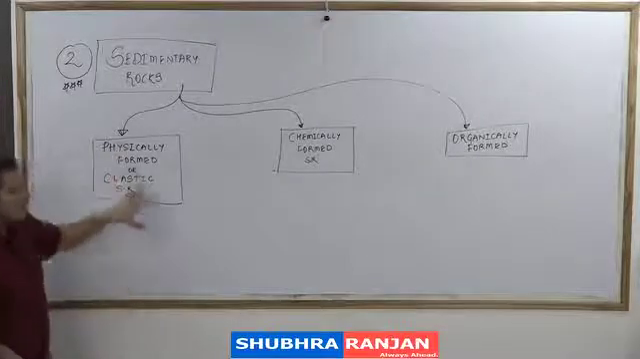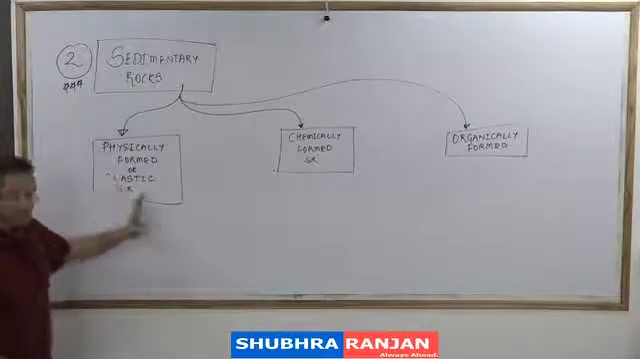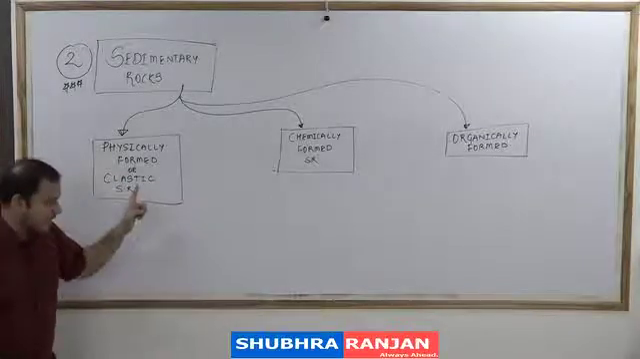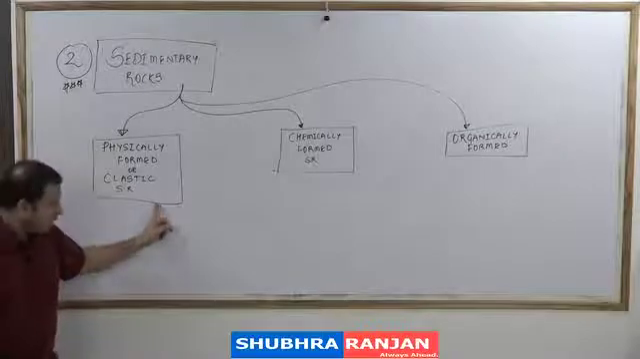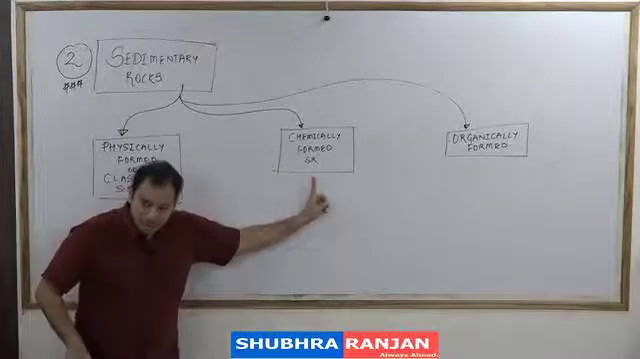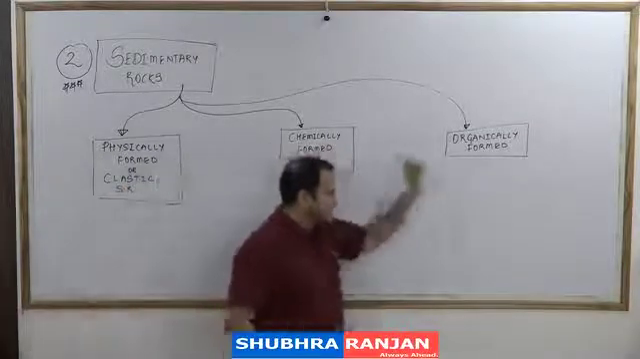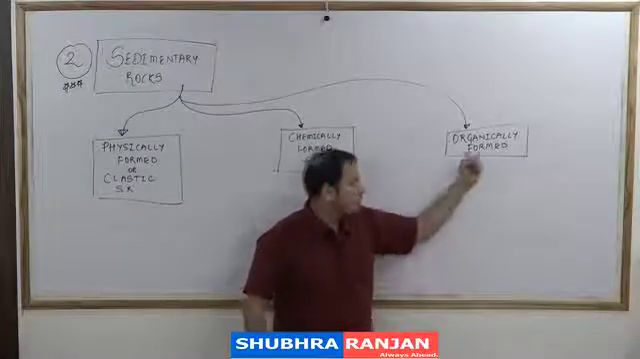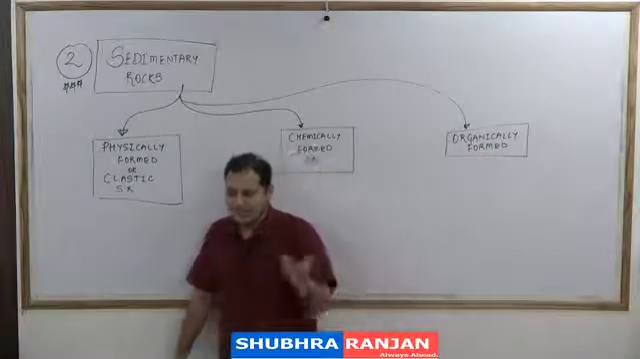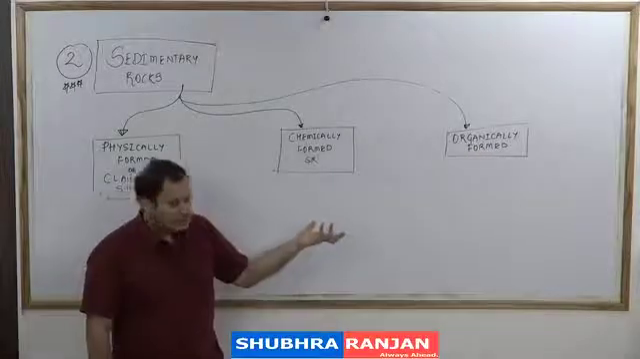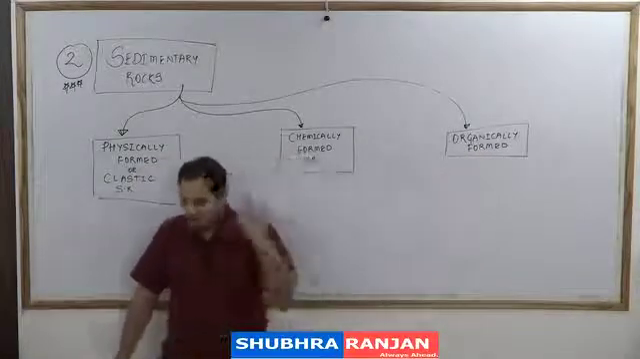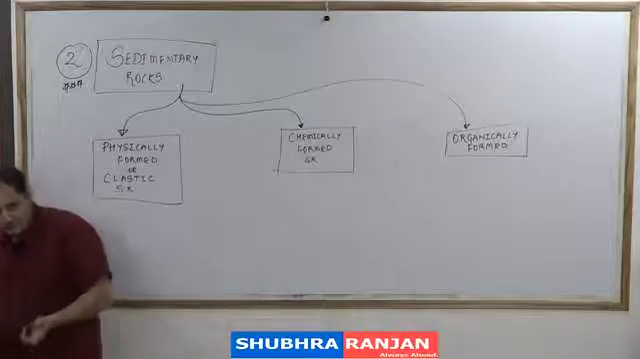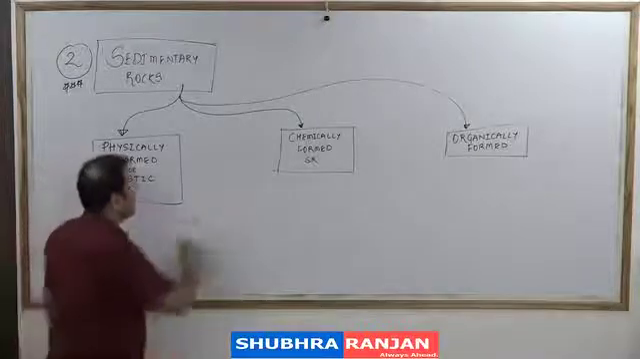So these are the 3 kinds of sedimentary rock. Physically formed: can I say this is due to mechanical disintegration? Chemically formed: can I say this is due to decomposition? And organically formed: can I say this is due to decomposition or disintegration or both, but of living organisms? That is dead organisms, not living organisms, the dead organisms. So first we'll start with the physically formed sedimentary rock.